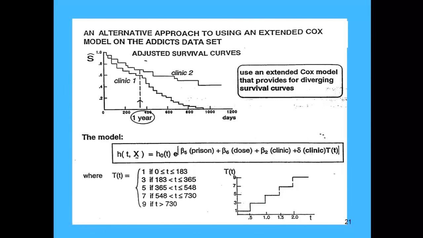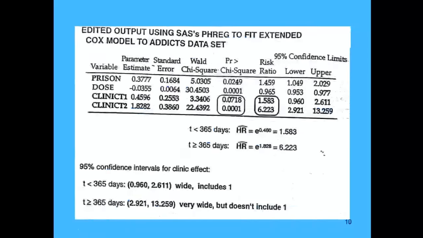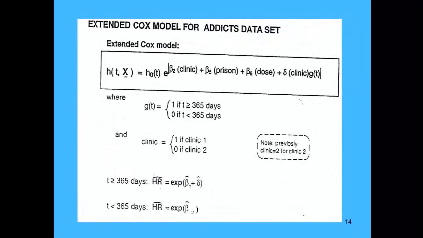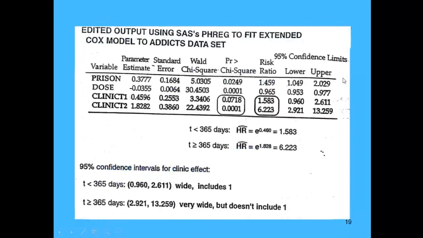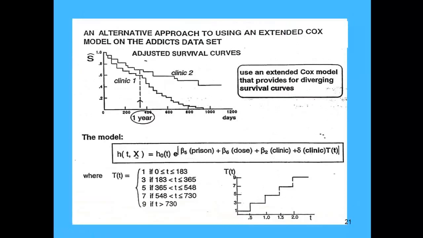Now you notice the first one I showed you had prison dose and clinic in there, and then it had a delta times, what did it have? Delta times clinic times G of T. That was the first model. The clinic is now moved over there. But look at this model that's different now. This is delta times clinic, but it's not G of T. It's something called T of T. What on earth is T of T?